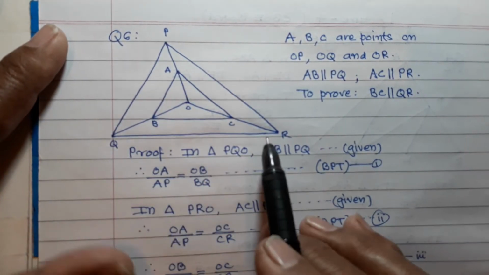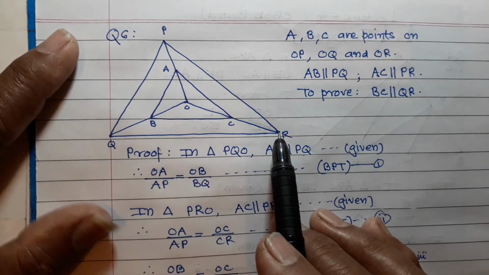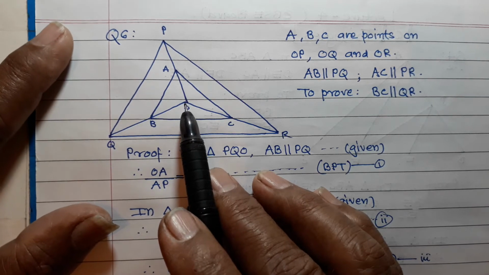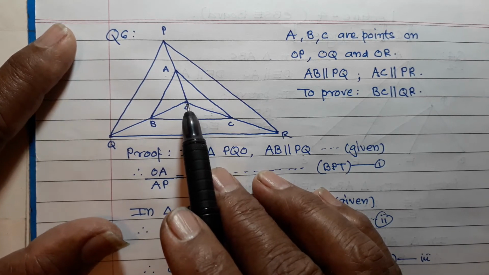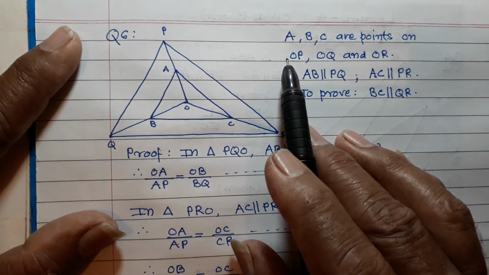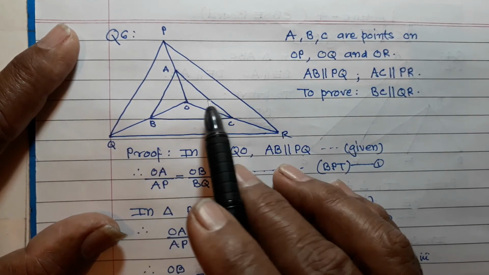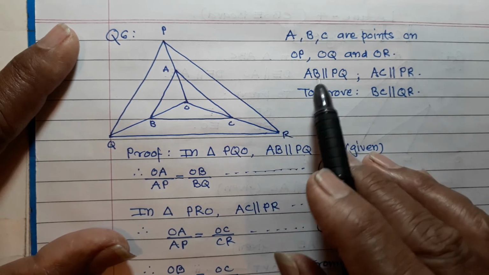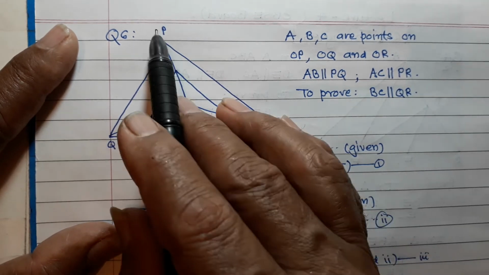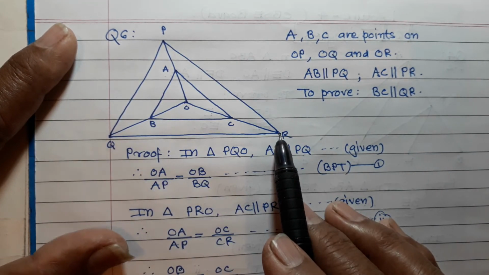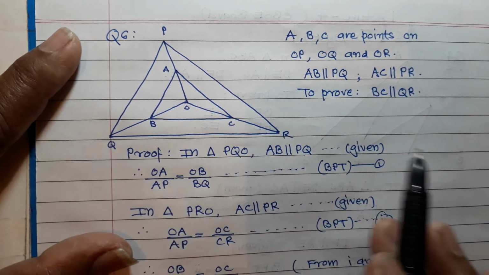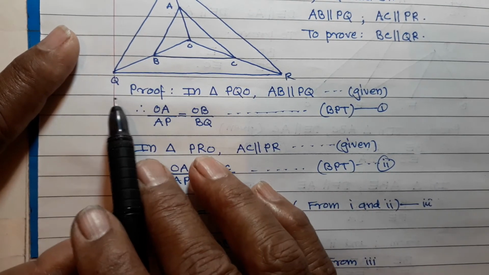In triangle PQR, O is any point in the interior of the triangle, and A, B, C are points on OP, OQ and OR. AB parallel to PQ and AC parallel to PR, given. To prove: BC parallel QR. Okay. Now try to understand the proof.